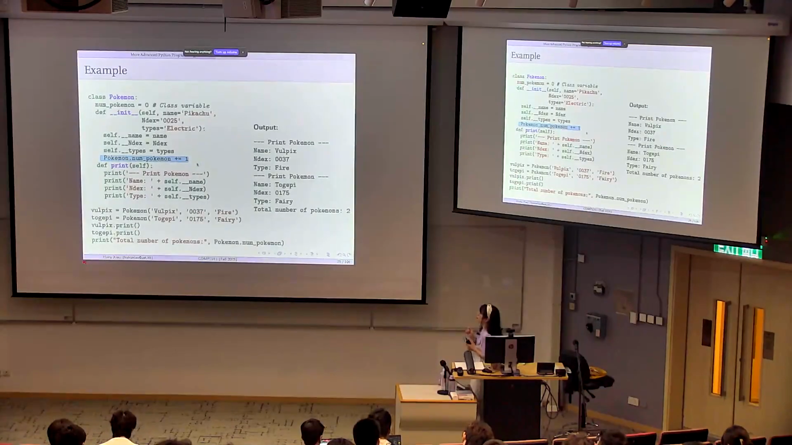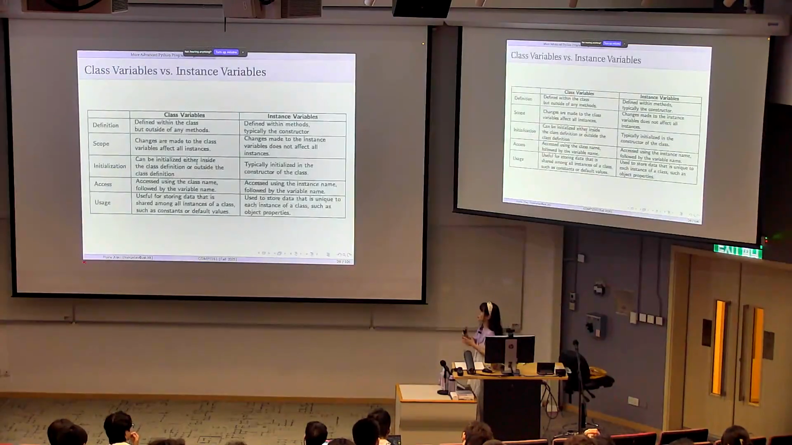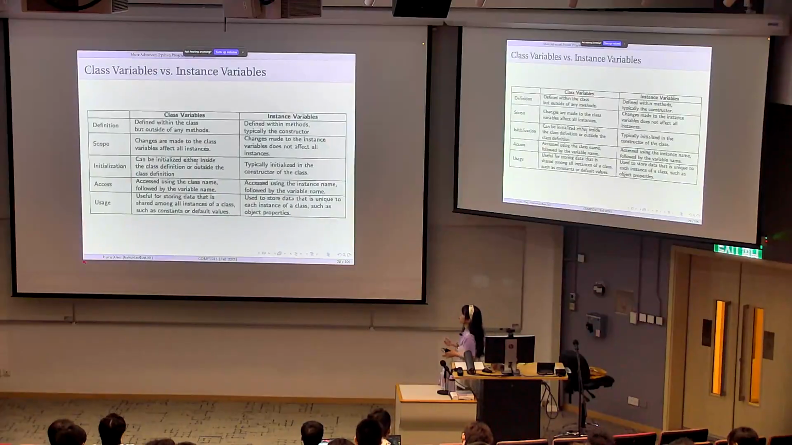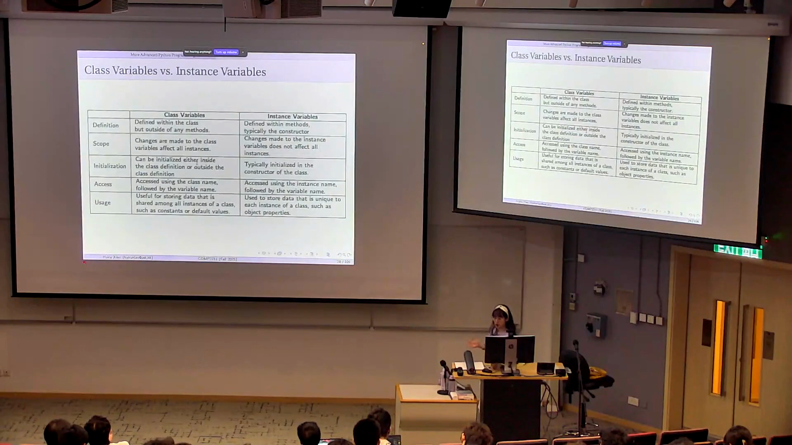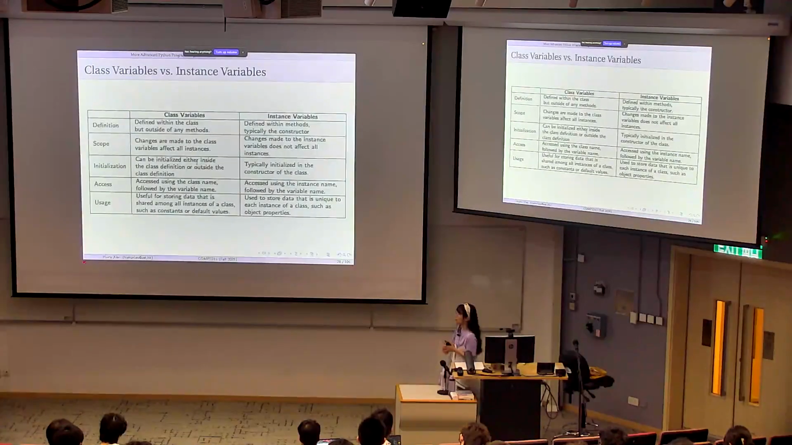All right, so this is an example of a class variable. Let's see the comparison between the two confusing terms, class variable and instance variable. The class variable is defined within the class, but outside of any methods. And the instance variables are defined within methods, of course typically the constructor. We know that we should initialize, that means we need to define and assign some values to the instance variables inside the constructor.